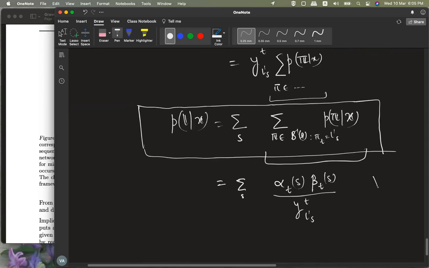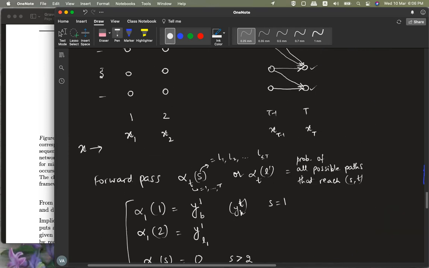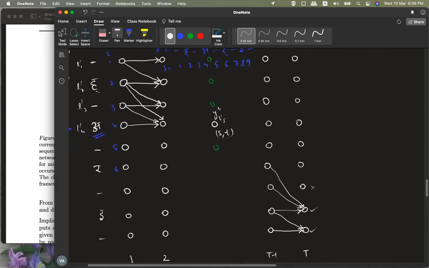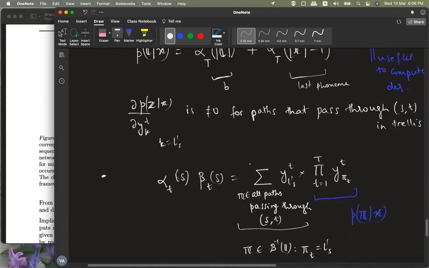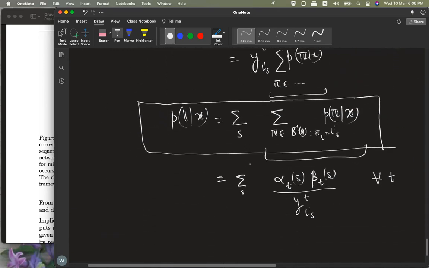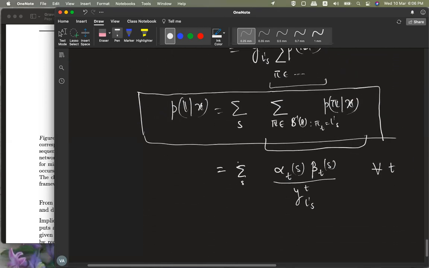And this is valid for any t. You take any value of t, you can express it in this form, because once you sum over all s, you are basically summing over all the paths. So this is a very important form. This form will be used for differentiation.